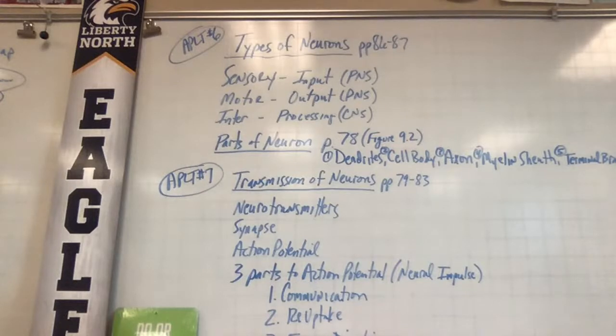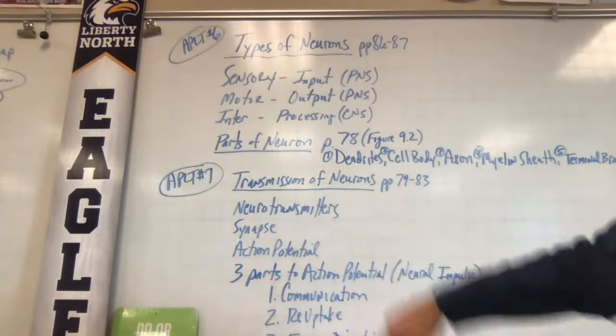Okay, so that's number 6. All right, number 7 is identify the basic processes of transmission of a signal between neurons. The first thing we need to know is that a neuron is a nerve cell. It's the cell of the nervous system.